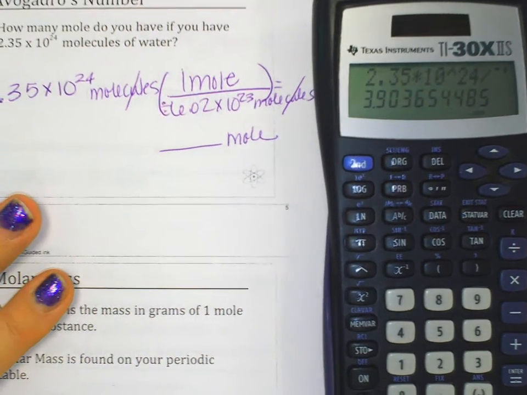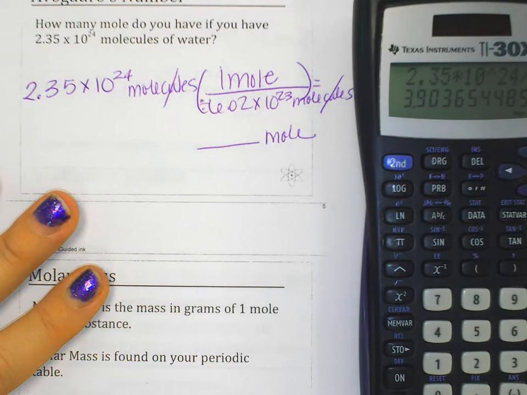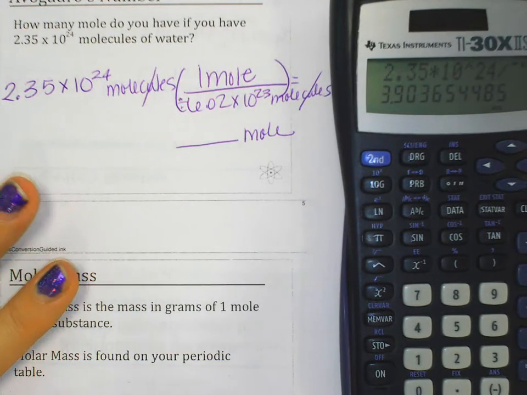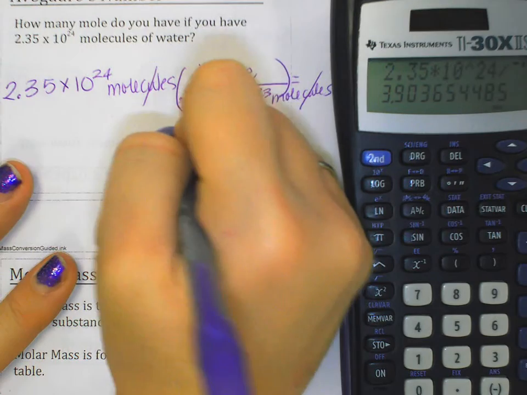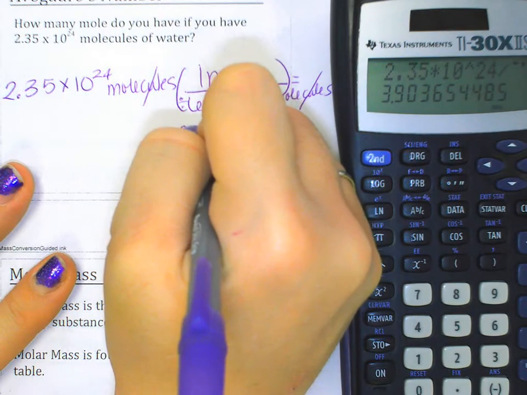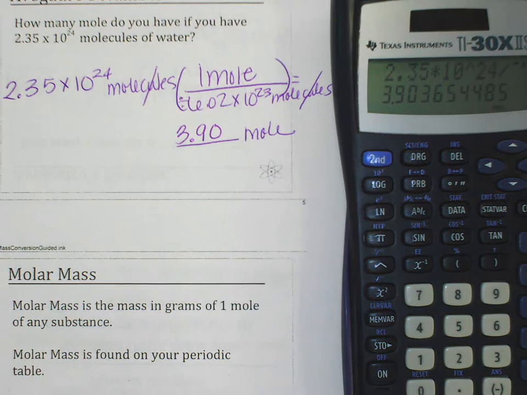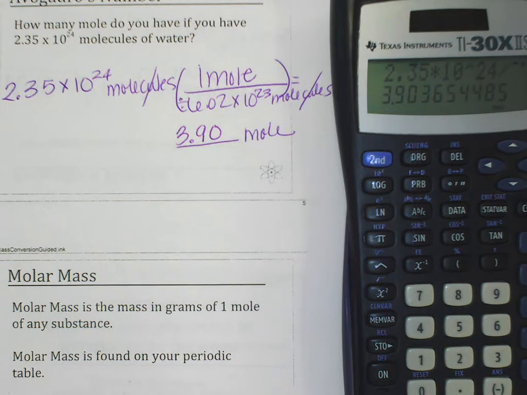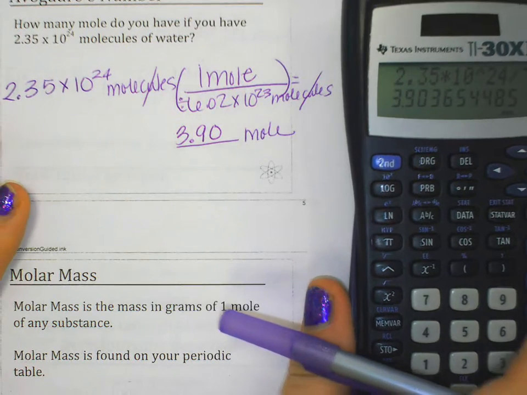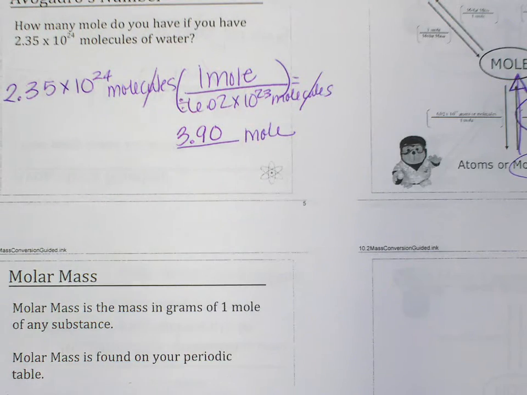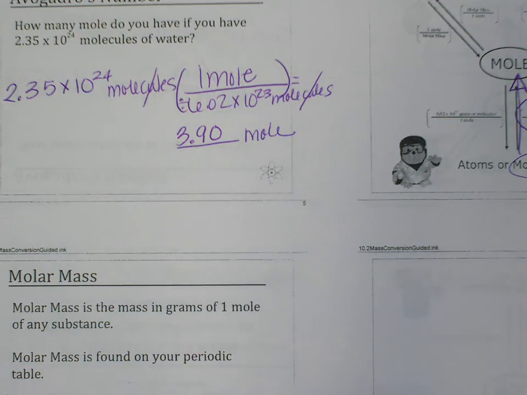Now I check that for sig figs. I had 3 in my starting problem, so I'm going to go to that third sig fig, 3.90 mole. All right. And that's how you do moles to molecules, moles to atoms, or the opposite of that, molecules to moles, atoms to moles.